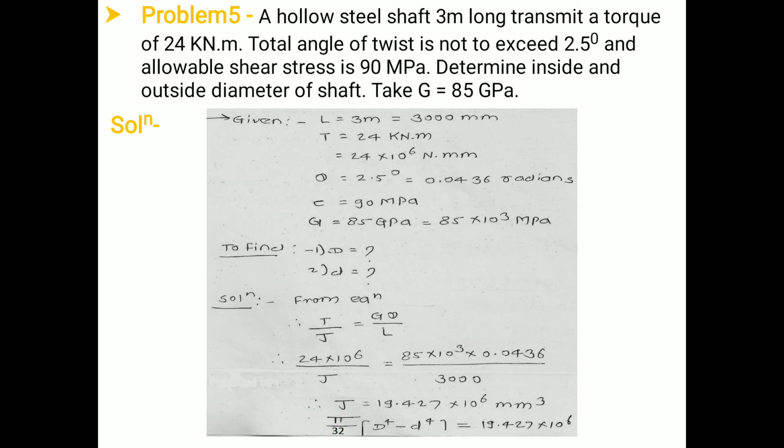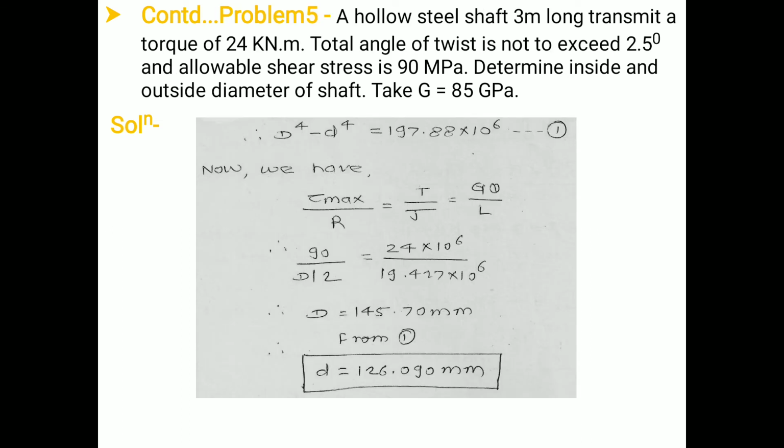But all of you know that for a hollow circular shaft the polar moment of inertia is given by pi by 32 into capital D raised to 4 minus small d raised to 4. This is the value of J for the hollow circular shaft and that J is equal to 19.427 into 10 raised to 6. So in this manner we will have one equation in terms of diameter. So that equation is capital D raised to 4 minus small d raised to 4 which is equal to 197.88 into 10 raised to 6. This is the equation number 1.